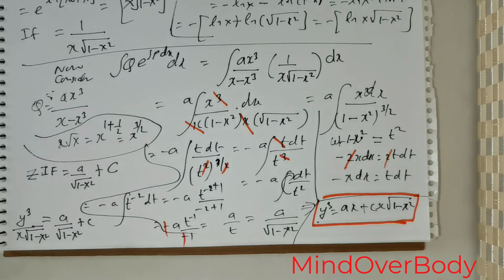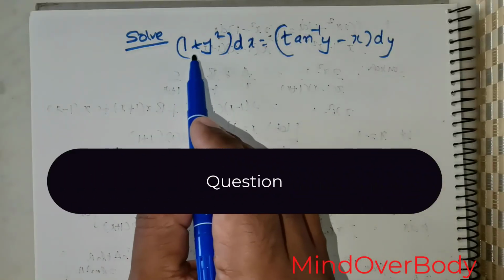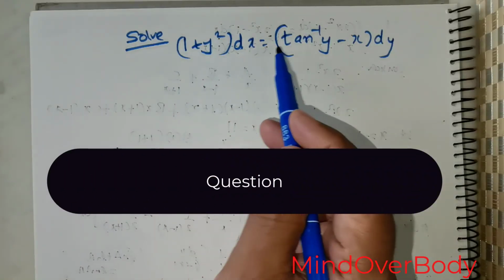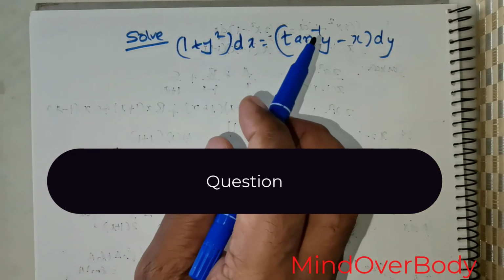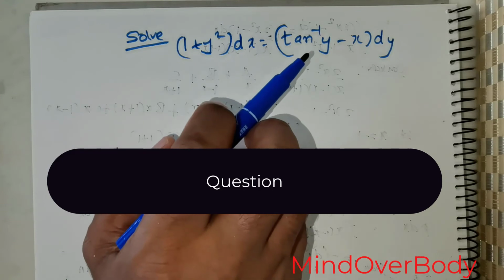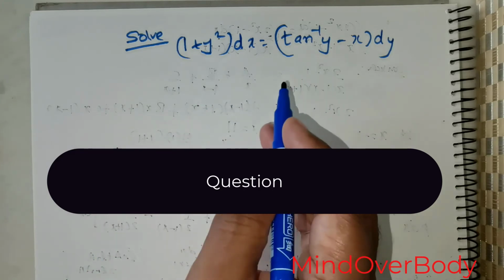Thank you, students. Students, we are given this question: 1 positive y squared times dx is equal to tan inverse of y negative x times dy. Clearly this is not a linear differential equation that we've been exposed to. So where is the catch?